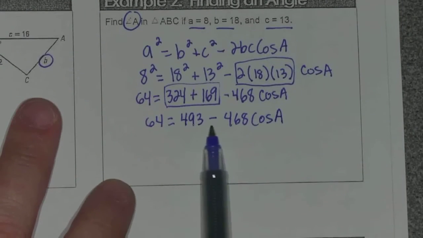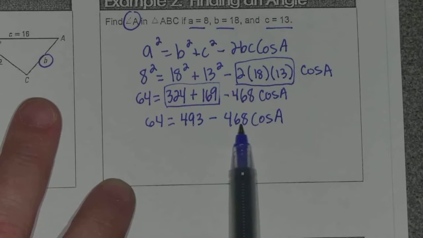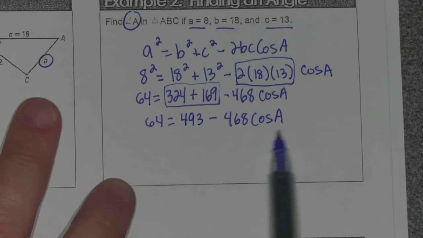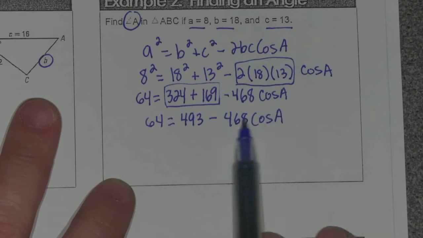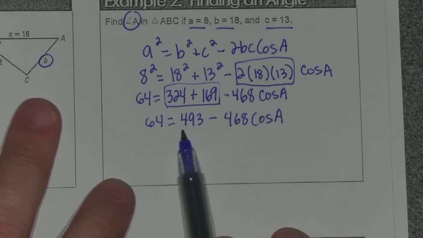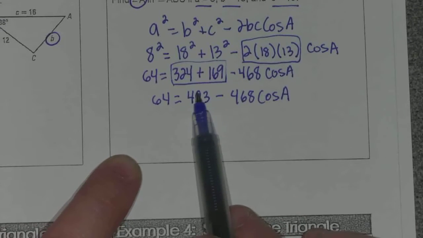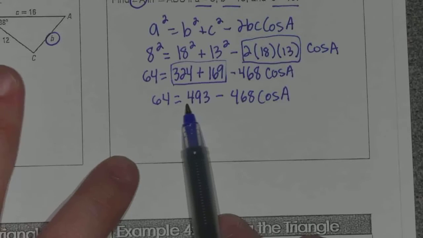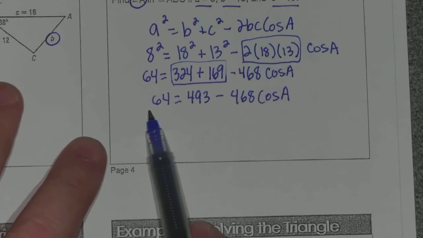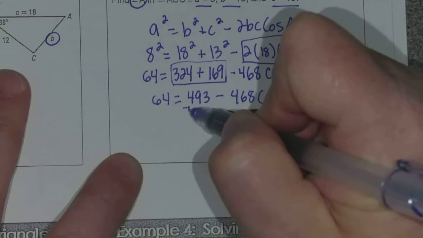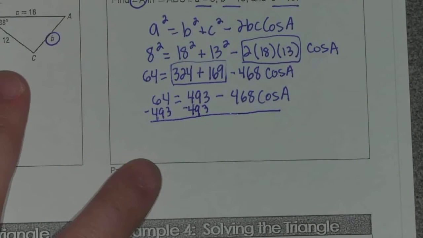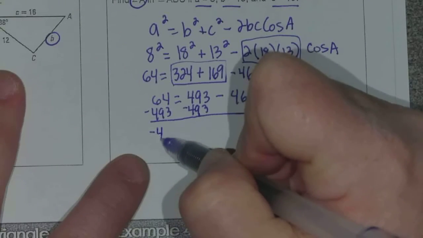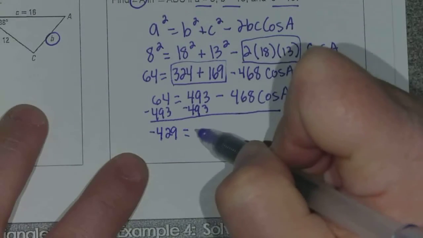Now it's tempting. People all the time make this mistake right here and subtract those, but can I? Nope, because this is like 468x. It's got stuff attached to it. That means I can't combine it with stuff that doesn't have the same stuff attached, right? So I have to move this 493 to the other side to start isolating this. So how do I get the 493 over here with the 64? I subtract it. So subtract over the 493. I got minus 429.